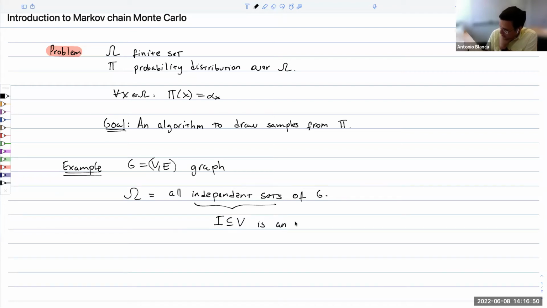Apologies for interrupting, but do you know if this is still recording? It shows the red recording light in the corner. Yes, it's recording.